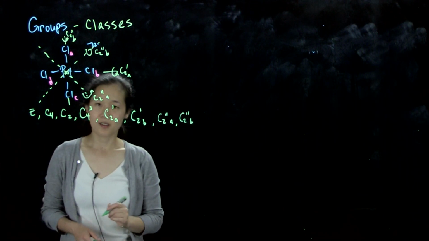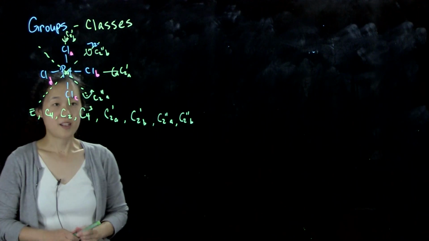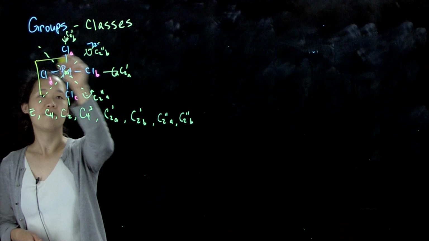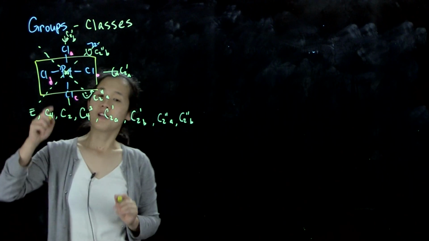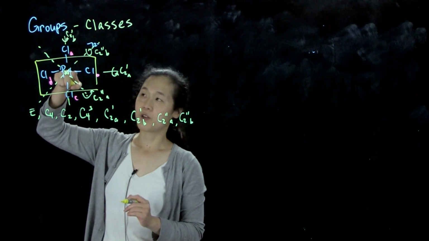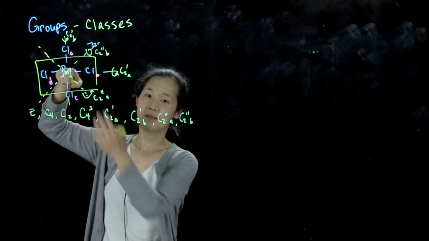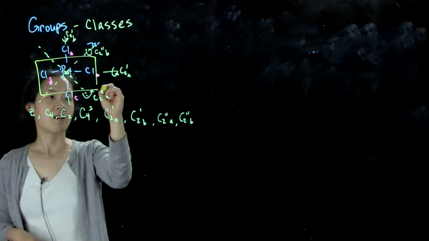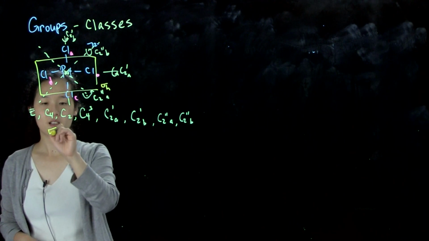Okay, mirror planes. We have one mirror plane. I'll do mirror planes in yellow. Not that you can tell yellow from green, but here's a mirror plane in the board. So this is perpendicular to our C4, which is going into the board. So here's my mirror plane, here's my axis. This is our sigma H.